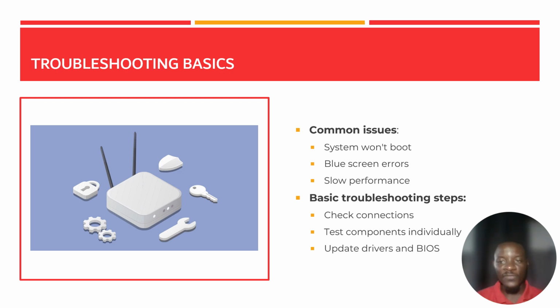Then when you have slow performance, it could be due to insufficient RAM. So if your system is slowing down, check the RAM, maybe the RAM is slow, or the hard drive is failing, or there's malware, a virus on the system. Two, also check resource usage in the Task Manager to know what is actually wrong or what is going on.